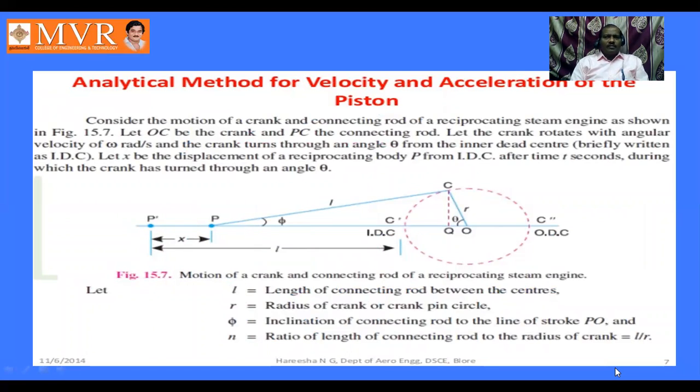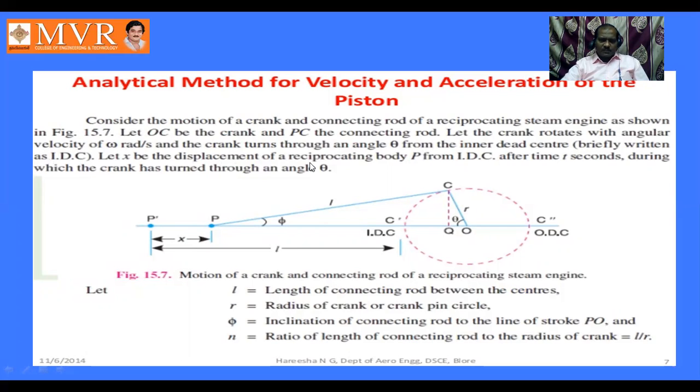So let us look at a method to find the velocity and acceleration for this slider crank mechanism. Consider the motion of a crank and connecting rod of a reciprocating steam engine as shown in the figure. Let OC be the crank and PC the connecting rod. Let the crank rotate with angular velocity of omega radians per second, and the crank turns through an angle theta from the inner dead center, briefly written as IDC.